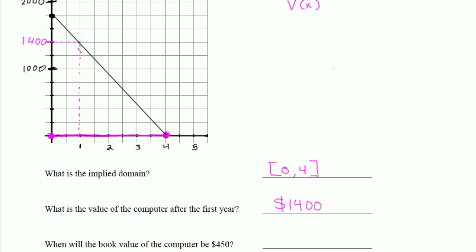And finally, when will the book value of the computer be $450? Let's try to find 450 on here. It looks like it goes 200, 400, so 450. Let's see, this will be 500, 450 would be about halfway in between. We can trace over to the graph, and it looks like that's right at 3 years.